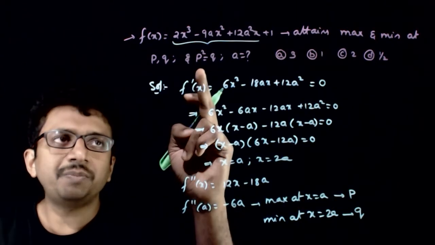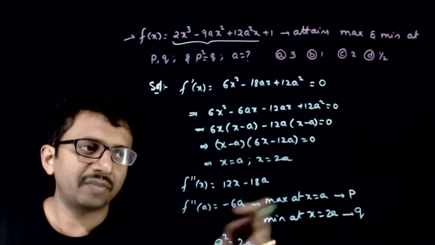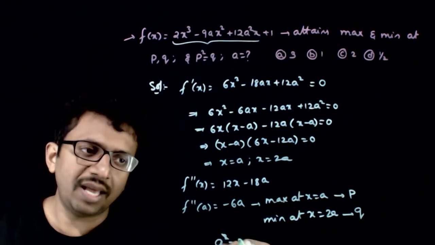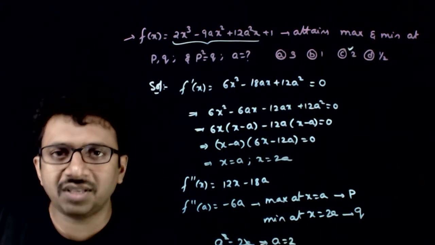And according to the given equation, p square is equal to q. That is a square is equal to 2a. So a is getting cancelled. This implies a has to be equal to 2. Option C is the right answer.